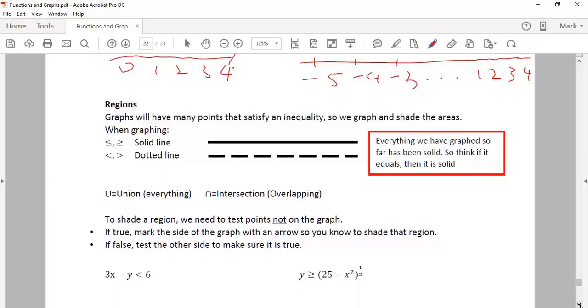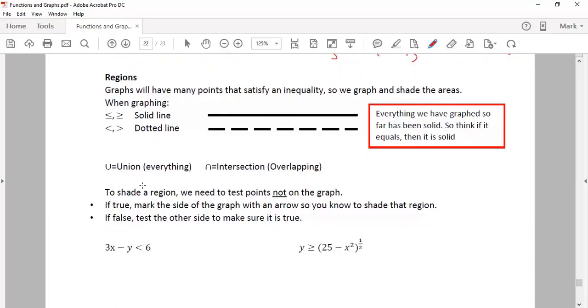Alright, some notation. So you might see the union sign. So more commonly these days you recognize it as and. And then intersection, think of it as or.